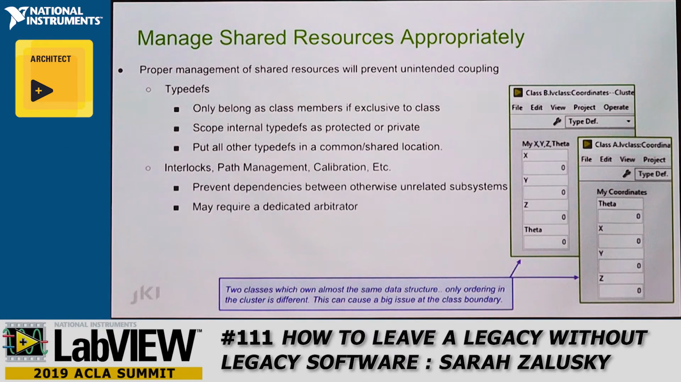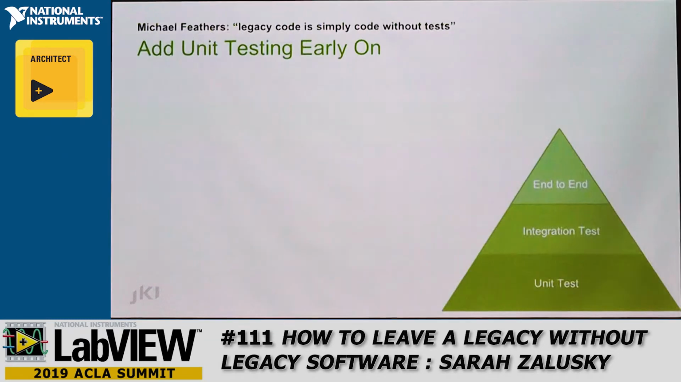Other examples of shared resources that can cause problems are things like interlock management, path management, calibration. These are things which deal with multiple subsystems and can sometimes cause dependencies between subsystems that would otherwise be unrelated. So we need to think carefully about how we manage these, and often we need to create dedicated subsystems that will help and arbitrate between them.